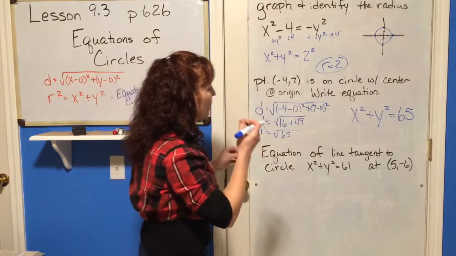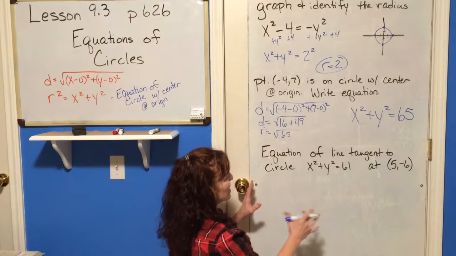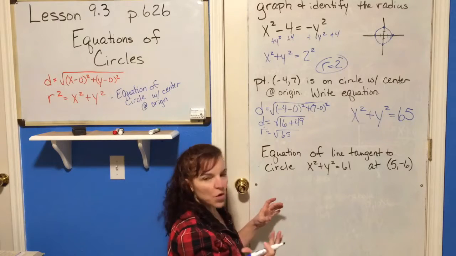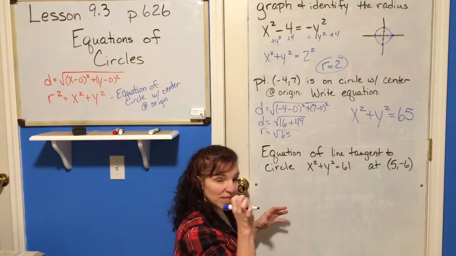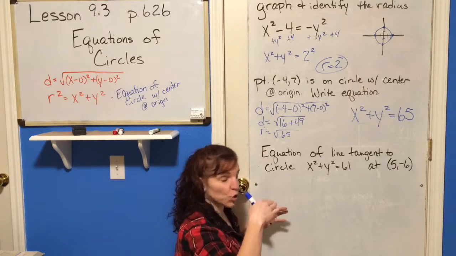Okay, so now what we have is a circle, and you know that tangent means that this line is going to touch the circle at just the one point, and it's not going to cross the circle at all.